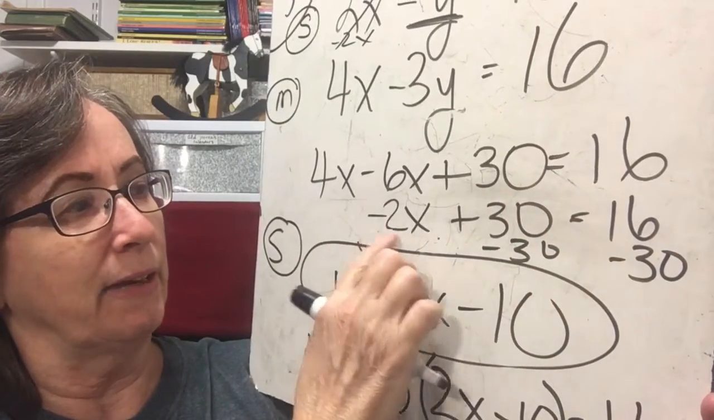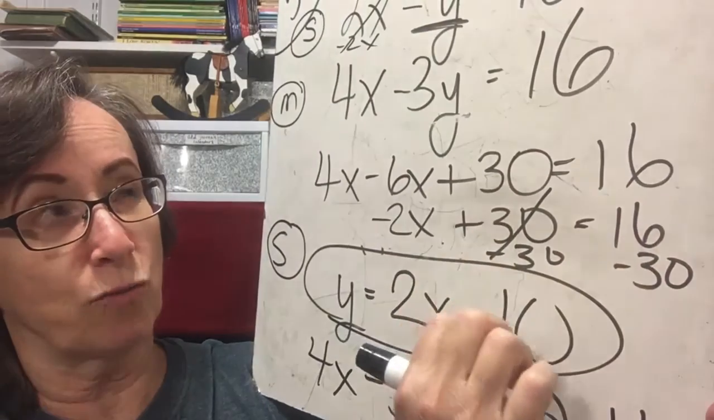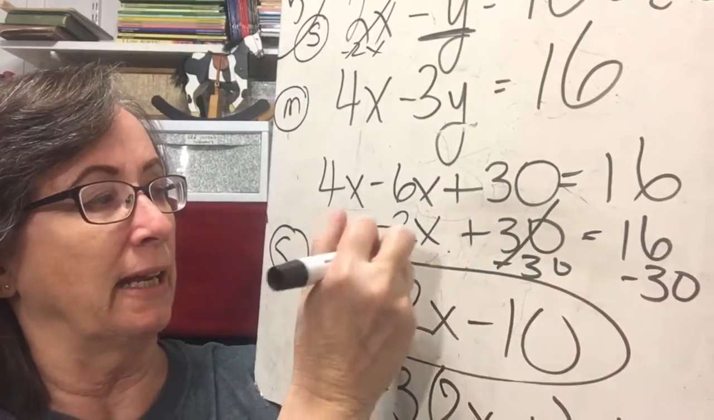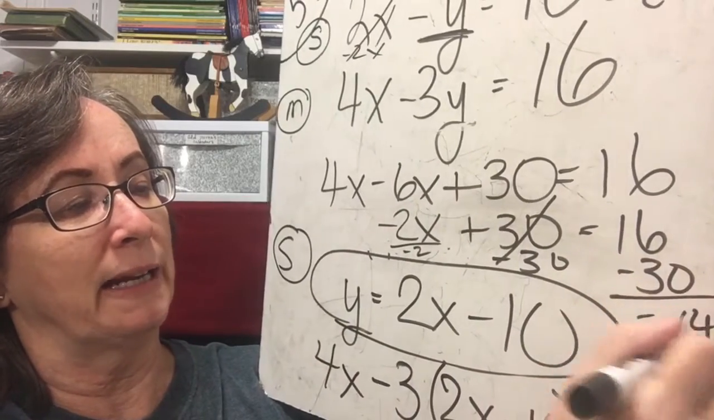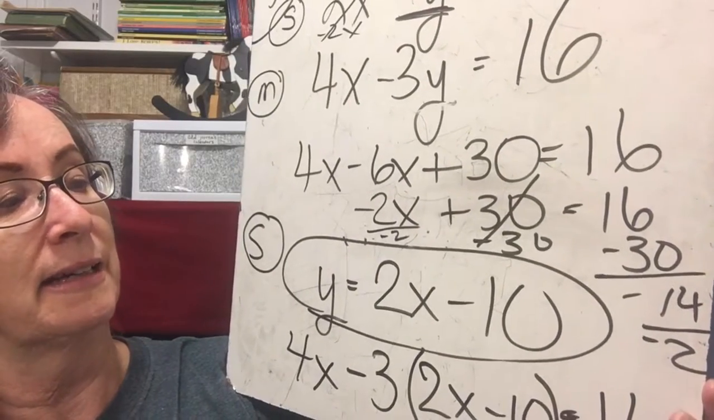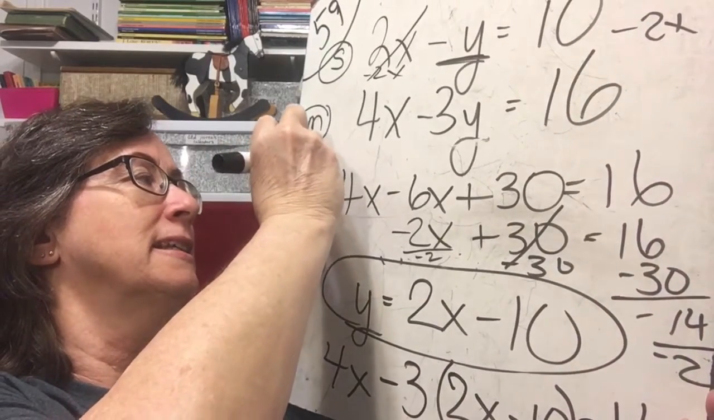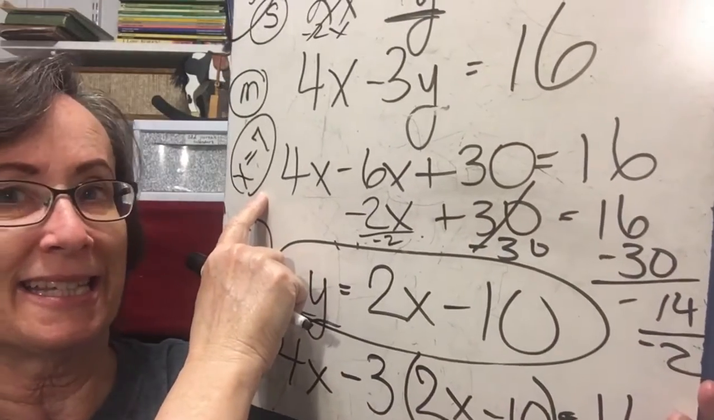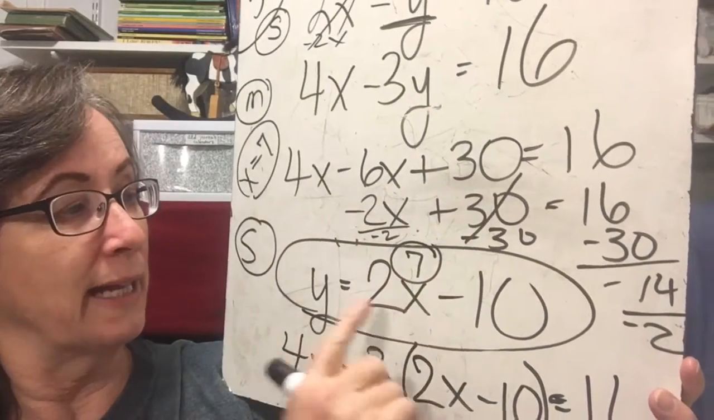and I'm going to get negative 2x equals, so 30 minus 16 is 14, so it's a minus 14. So negative 2x is a negative 14. Divide by a negative 2, and divide the negative 14 by a negative 2. I'm out of space, so x is 7. X is 7. So now what are we going to do with that 7? We're going to plug it right there to find out what our y is.